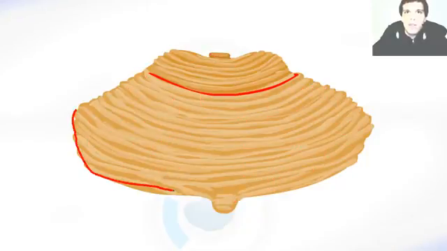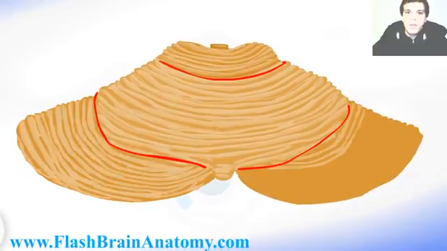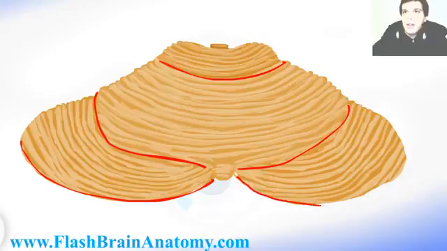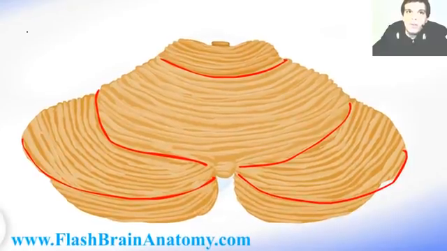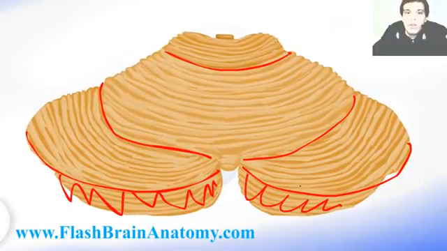Then we have the posterior superior fissure over here that divides the posterior part of the quadrangular lobe from the superior semilunar lobe. And then we have the horizontal fissure. If you remember that, I have drawn that in the last video from the frontal side. And below that, there is the inferior semilunar lobe. So this lobe over here is the inferior semilunar lobe.